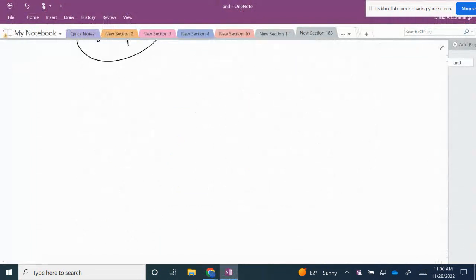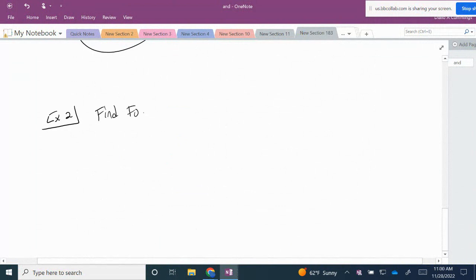All right, we're going to take a look at another example. And here we're asked the same thing. Find the focus, directrix, and the vertex for y is equal to 1 over 28x squared.